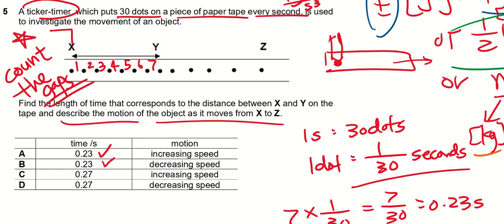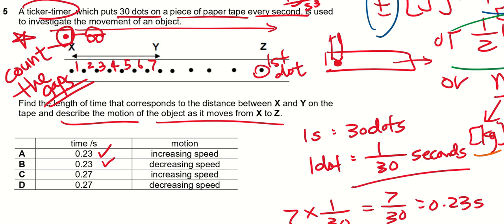That means at the start here, I have this dot. Let's say I have a toy car pulling this tape. It's going to travel from X all the way to Z. Therefore, this first dot was already made by the ticker tape timer before we started all this. So this is actually the first dot that was made, and when the question mentioned X, this is sort of the last dot.